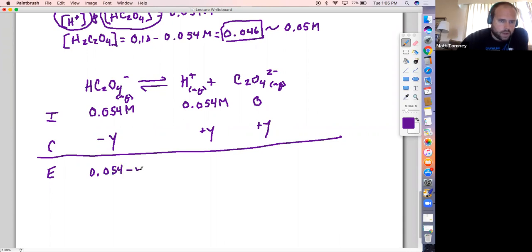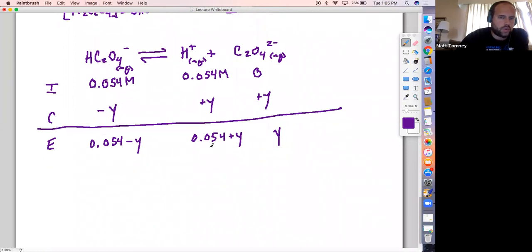We're going to have 0.054 minus Y, and then we're going to have 0.054 plus Y, and normally we just have Y or X here, or whatever value you're using, but the problem is we already have some amount of H plus from Ka1, and that carries over into Ka2. So we need to account for that when we deal with an additional amount of H plus that's going to be added to the first amount. And that makes sense because if we think about H plus, it's the amount of H plus generated by the first acid dissociation and the amount of H plus generated by the second acid dissociation.